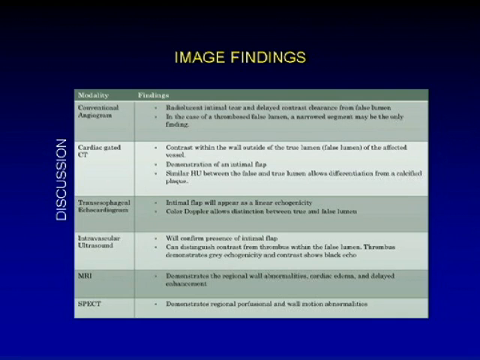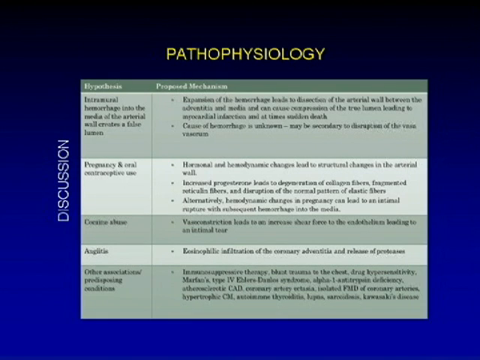MR will show the regional wall motion abnormalities and cardiac edema, and SPECT will show the regional perfusion and wall motion abnormalities. With regards to pathogenesis, there's a lot of hypotheses. Perhaps the most commonly accepted is that you have an intramural hemorrhage into the media of the arterial wall that creates a false lumen. Subsequently, you'll have expansion of this hemorrhage, and that leads to compression of the true lumen, which obstructs blood flow, leading to ischemia, then infarction, and even sometimes sudden cardiac death.